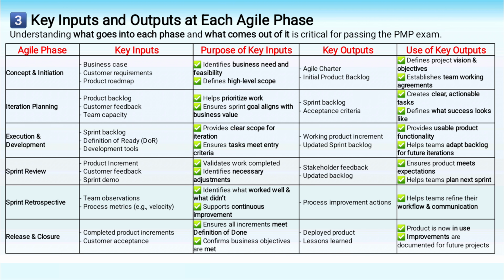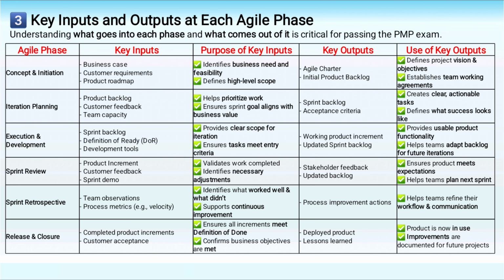2. Agile planning phase. Key inputs. Prioritized backlog. Team velocity, if known. Definition of done. Purpose. To align on what can be delivered this sprint. Outputs. Sprint goal. Sprint backlog. Task board. 3. Agile execution phase. Key inputs. Sprint backlog. Team commitment. Purpose. To convert backlog items into working increments. Outputs. Product increment. Updated burn-down chart.